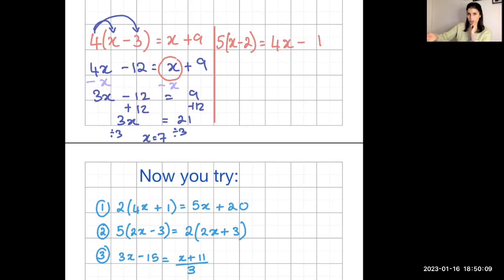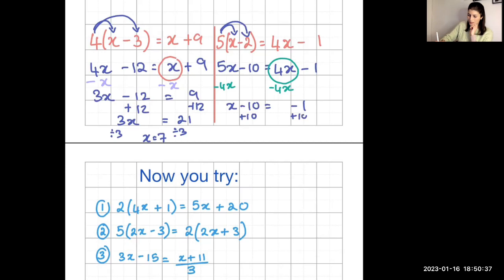Okay, so I'm going to go through the last question that we just did. So I'm going to expand the bracket. So 5 times x is 5x. 5 times minus 2 is minus 10 equals 4x minus 1. Then I'm going to get rid of this smaller x, move that to the other side by subtracting it. So I've got x minus 10 equals minus 1. Add the 10 to get x equals 9, which all of you got.